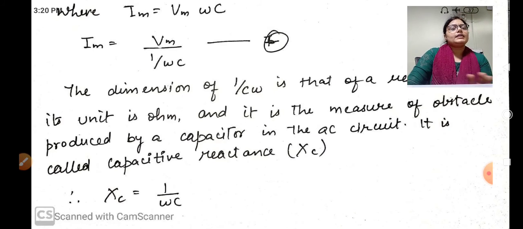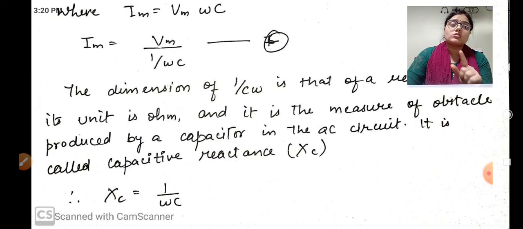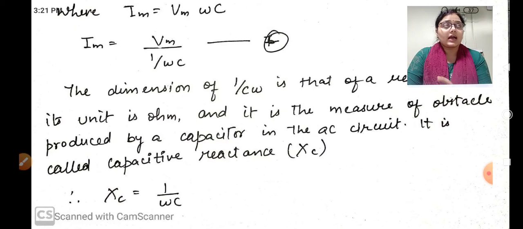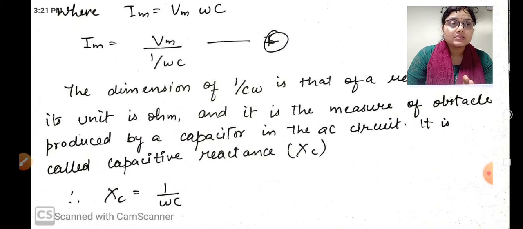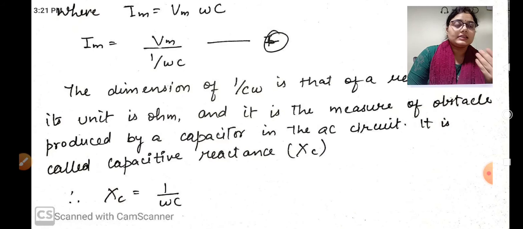Here XL is the inductive reactance, its unit is ohm, and its value is omega L. Clear? And in the capacitive circuit, the instantaneous voltage is V equals Vm sin omega t, and the instantaneous current is I equals Im sin(omega t plus pi by 2). It means the voltage lags 90 degrees behind the current, or we can say the current leads the voltage by 90 degrees. Clear? So like this we can study.